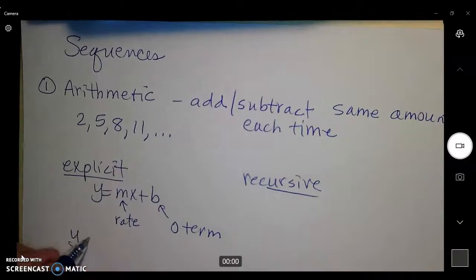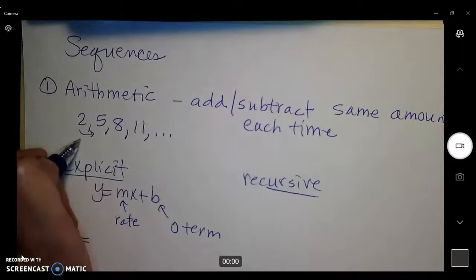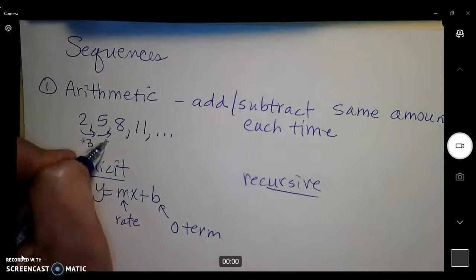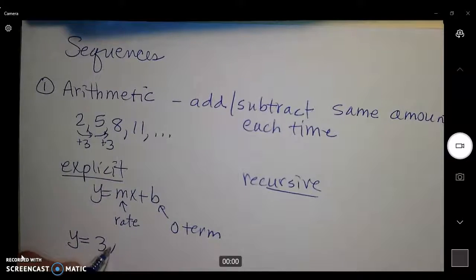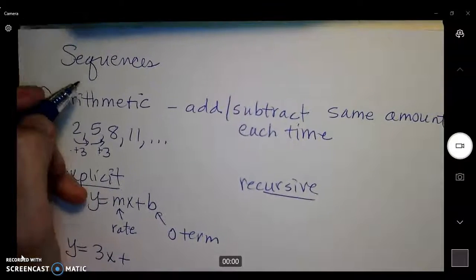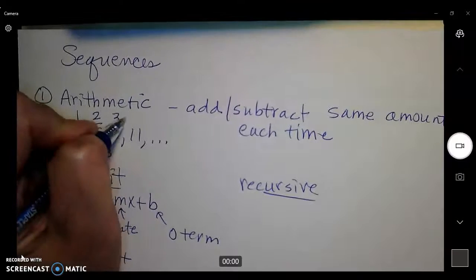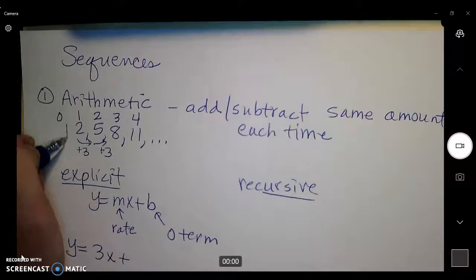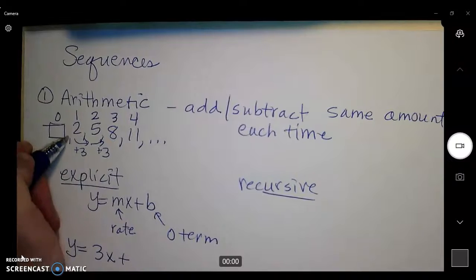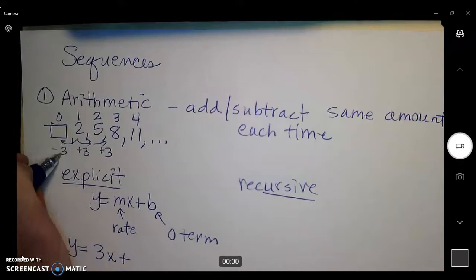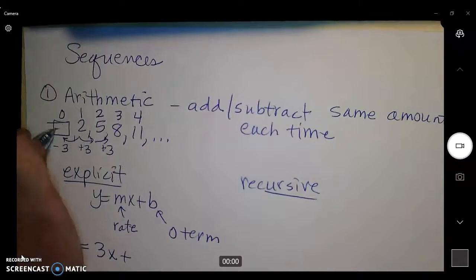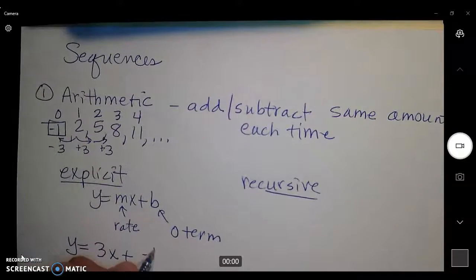So I'm going to have y equals, and ours is going up by 3 every time. So 3x plus, now I have to find the zero term. This is term number 1, here's 2, 3, 4, you have to find the zero term. So it's going to come before it. If I'm going this way, I'm adding 3. To go backwards, I'm going to have to subtract 3. So 2 minus 3 is -1, so my zero term is -1.